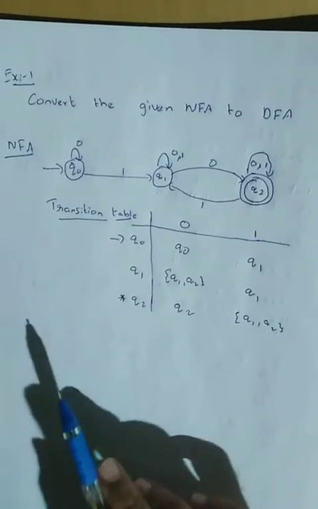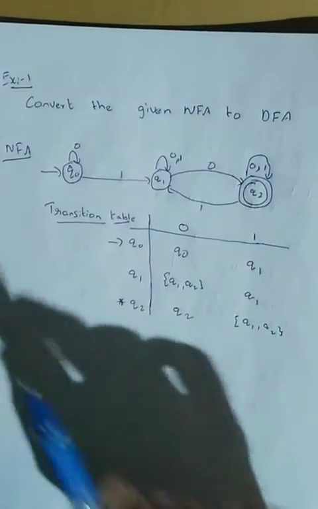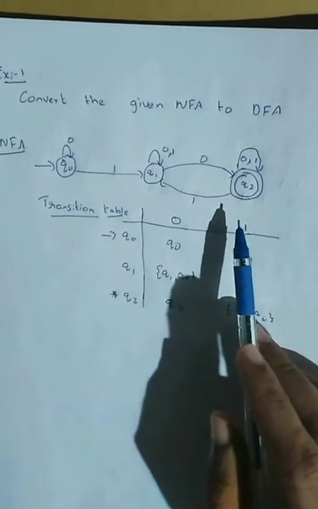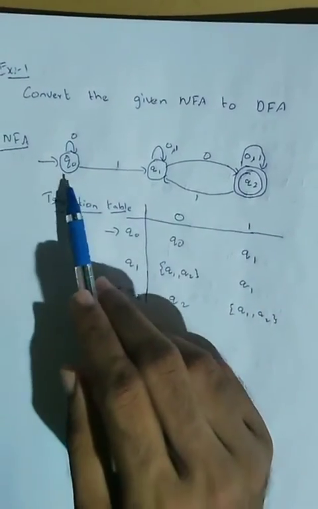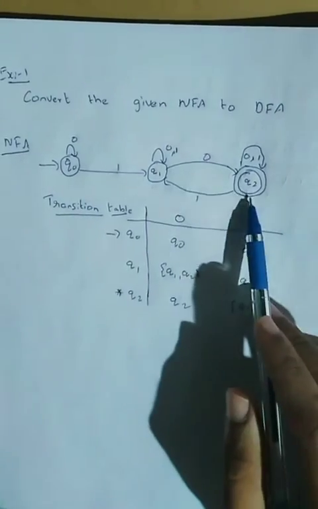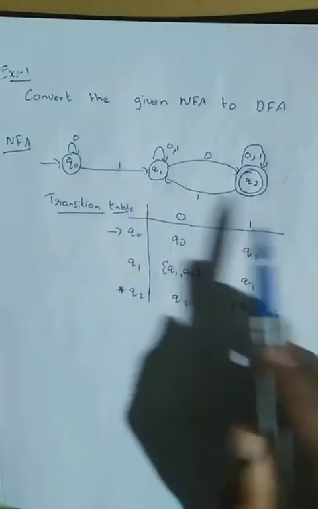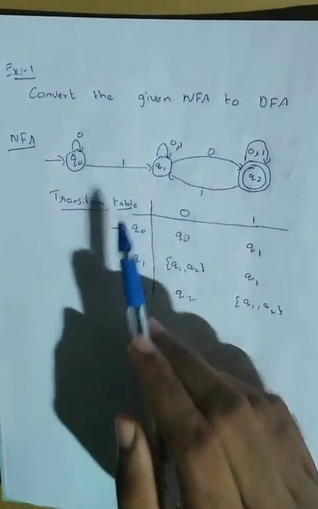Let us discuss an example converting the given NFA to a DFA. Here we have the transition diagram of the NFA. Here Q naught is the starting state and Q2 is the final state, and Q naught, Q1, Q2 are the three states given. 0, 1 are the inputs.